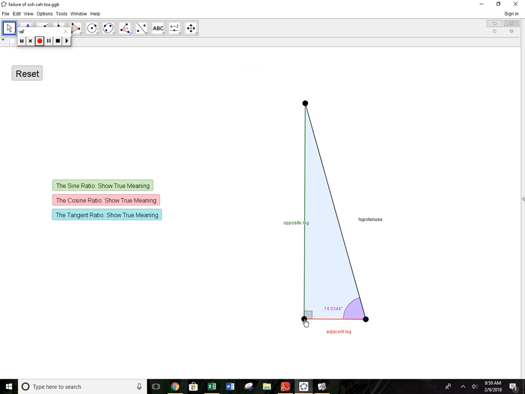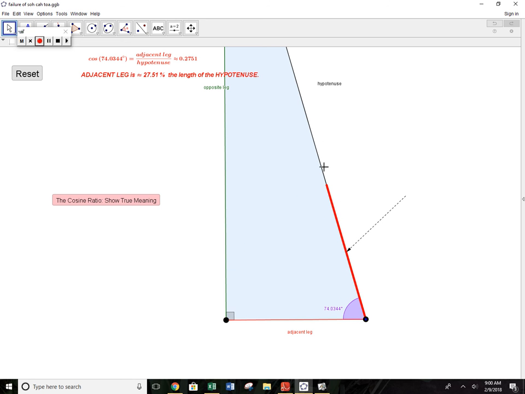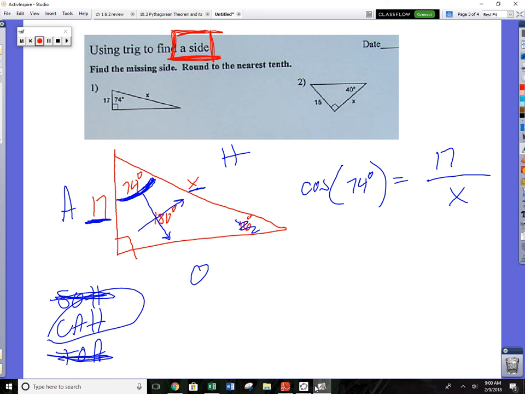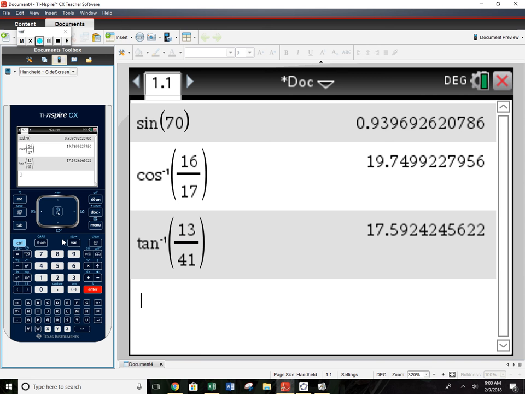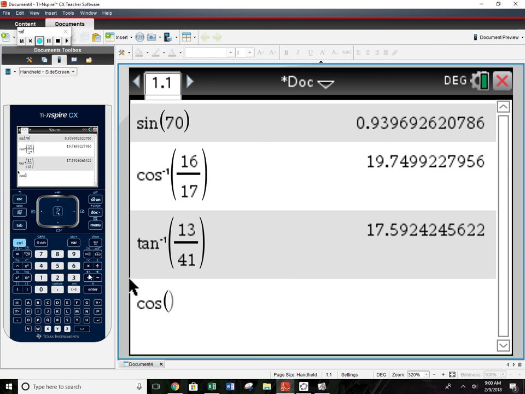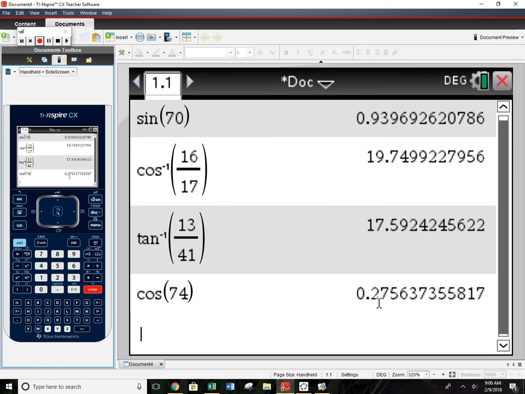And if I make the triangle larger, still the same thing. If I do cosine, because I increased both those sides at a proportional rate, it's still going to be 27.5, no matter what size the triangle is. So, your calculator already knows this. If I punch in cosine of 74, now this time you're not doing the inverse, you're going forward, you're not going backwards. So I'm going to hit cosine of 74, and that's going to give me 27.56%. So 0.2756.